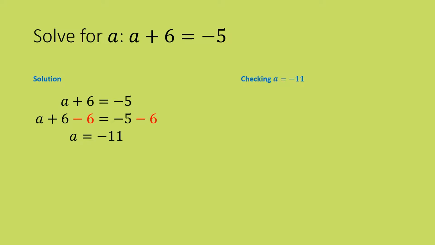Now, let's have the checking where a is equal to negative 11. Once again, starting with our original equation, which is a plus 6 is equal to negative 5. So substituting negative 11, negative 11 plus 6 is equal to negative 5. So negative 5 is equal to negative 5. So that's our answer. Our answer for the value of a is equal to negative 11.